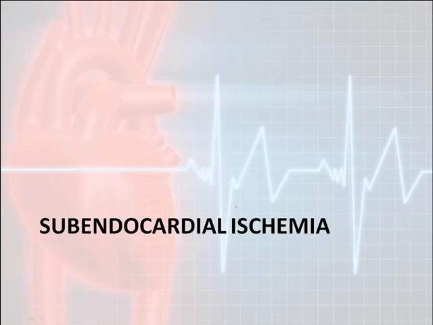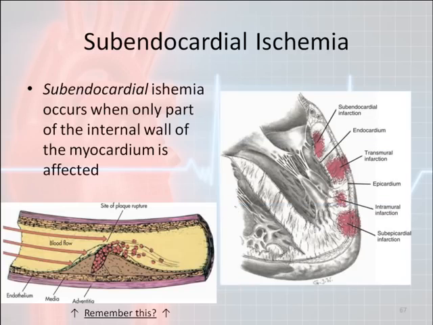Now let's talk about some subendocardial ischemia. I want to talk about the electrocardiographic changes that are going to occur with subendocardial ischemia. First of all, where does subendocardial ischemia come from?